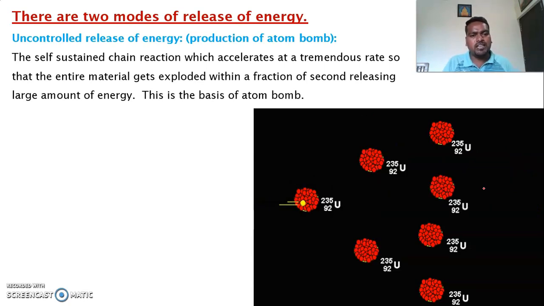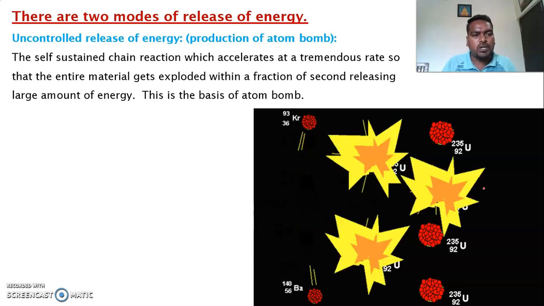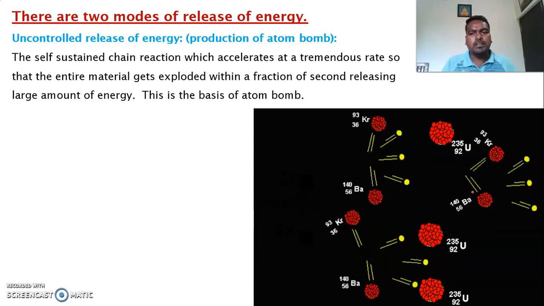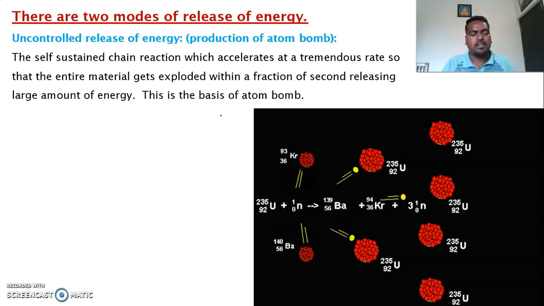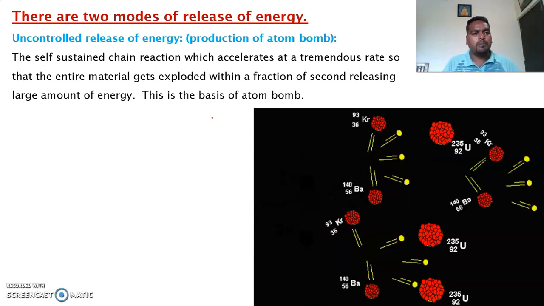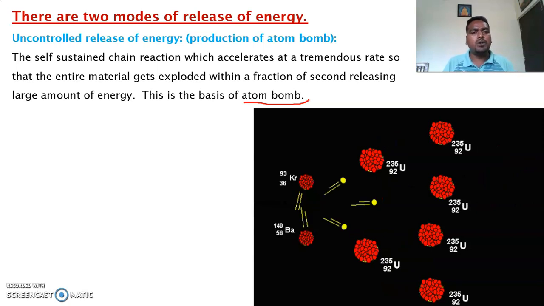In every stage, more and more uranium atoms are involved in the reactions. So there is no control here. In this situation, what happens? An enormous amount of energy, that is lots of energy, is released at a time, and it explodes within a fraction of a second, releasing a large amount of energy. So this is the basic principle used to prepare the atom bomb, which is used in war. Got it? So this is called an uncontrolled reaction.